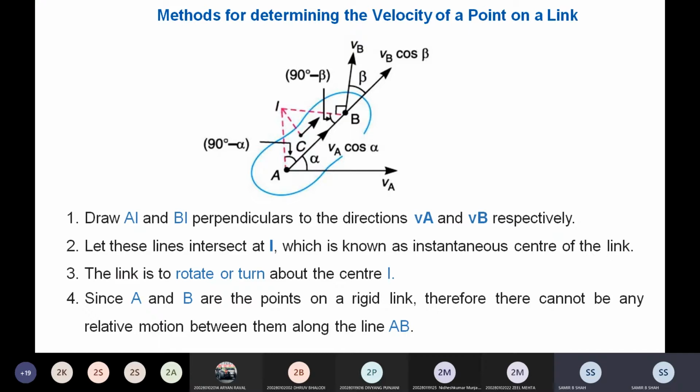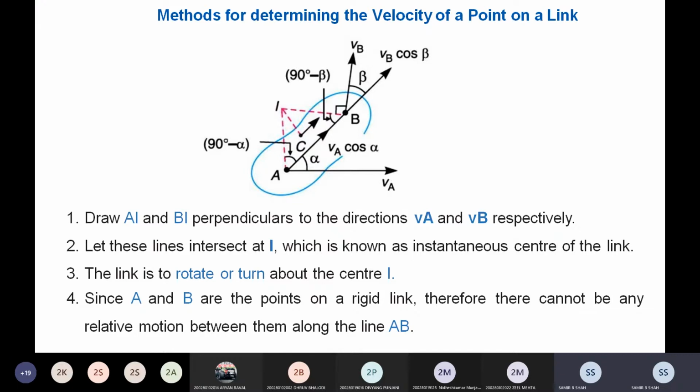If we have to get the eye center of AB, then alpha and beta are already provided to you. So we just draw the eye center with respect to the given alpha or beta, or with a given velocity, and we draw the perpendicular lines and generate the eye center. The link is to rotate, to turn about the center I.